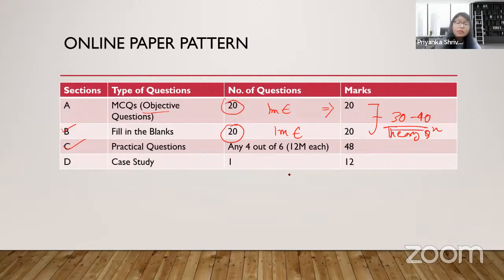Now coming to section C, it is your practical questions that will be coming in this. This part comprises 48 marks, in which there are 6 questions, out of which you need to answer 4 questions, which consist of 12 marks each. And each question will have sub questions, like suppose section C, question number 4, subsection A, subsection B, subsection C, and subsection D. Each may consist of 2 marks, 4 marks, 6 marks, like that.